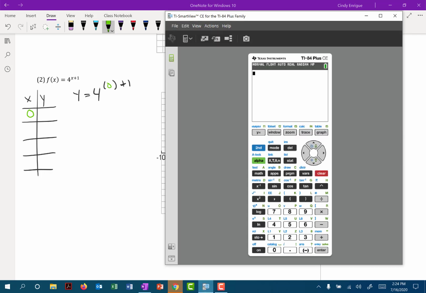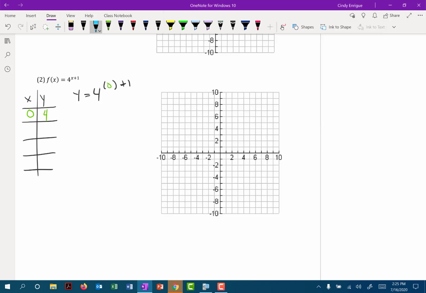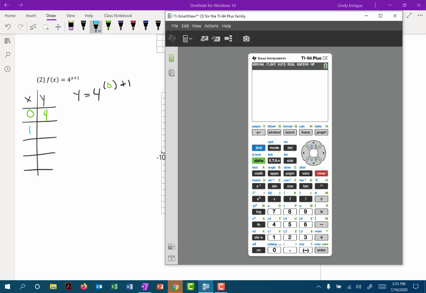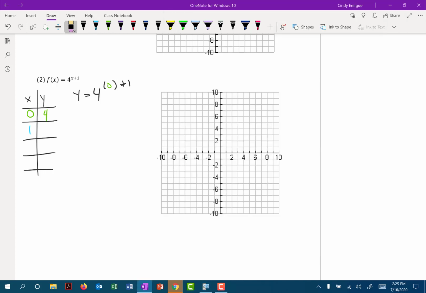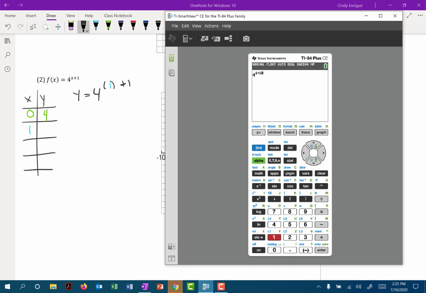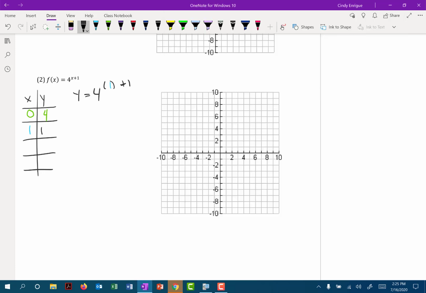So I'm going to have in my calculator 4 to the power of 0 plus 1, which gives me a positive 4. So now let's try a positive 1. So I'm going to have 4 to the power of a positive 1 plus 1. So now in here, I'm plugging in a positive 1 in for x. So 4 to the 1 plus 1 gives me 16.